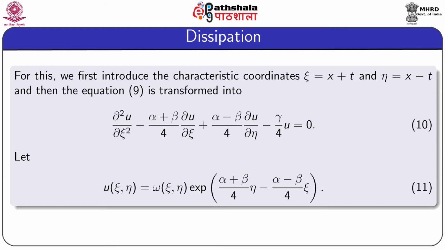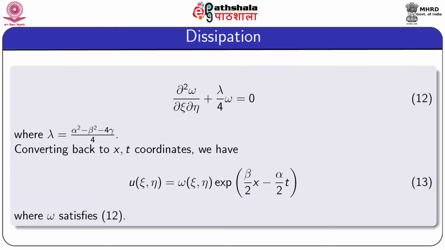Now, we give a transformation to the dependent variable: u = w e^{((α+β)/4)η − ((α−β)/4)ξ}. With this transformation, equation 10 reduces to the equation ∂²w/∂ξ∂η + (λ/4) w = 0, and we can solve equation 12 easily, where λ is equal to (α² − β² − 4γ)/4.